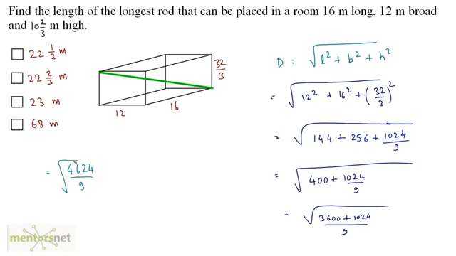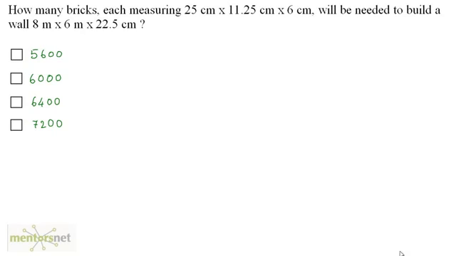4624 divided by 9. Take the root of that. Now the root of 9 is basically 3. What is the root of 4624? Well, if you calculate that, you'll get 68. So you have 68 by 3, and that will be equal to 22 2/3 meters. So we have our answer, option B.